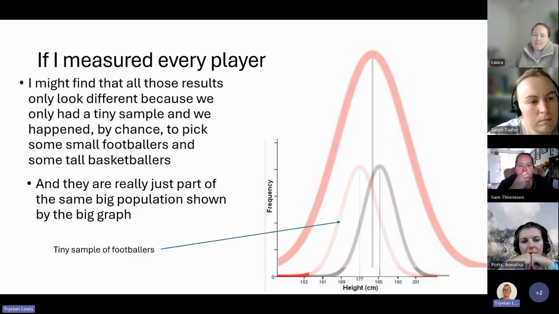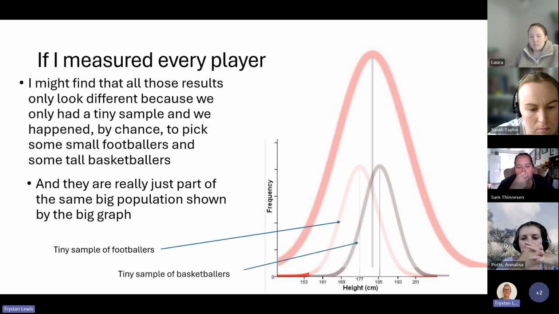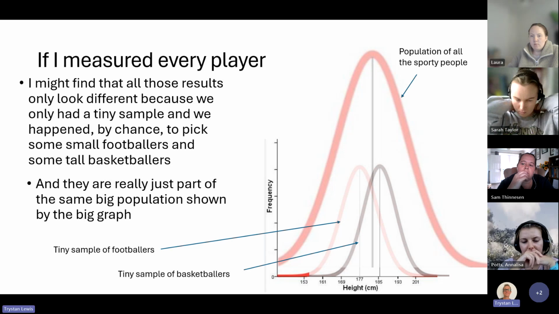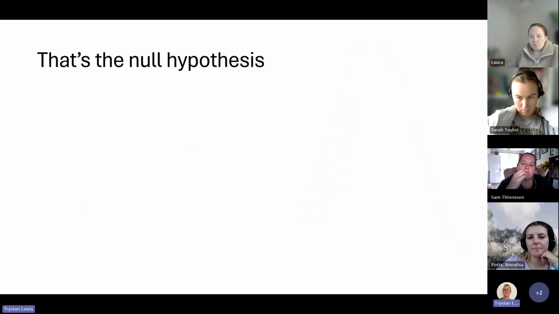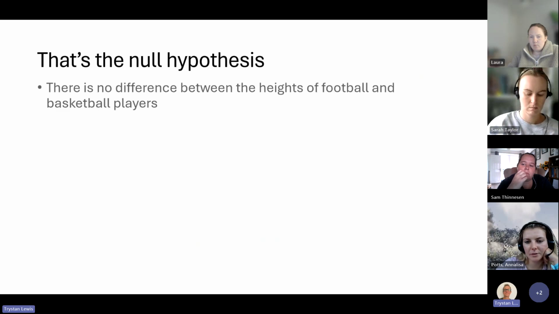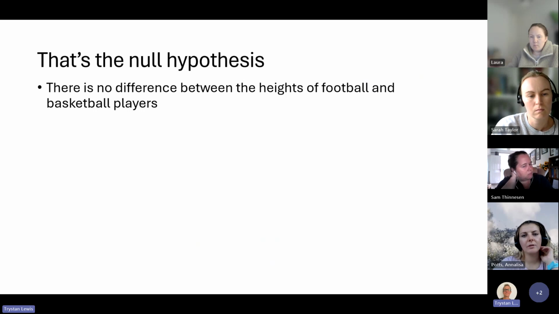Okay. So there was a tiny sample of footballers who seemed to be shorter, a tiny sample of basketball players who seemed to be a bit taller, but really, they're all just part of the same population. And it turns out they're not really different. It was just sampling. And that idea that they're really not different is called the null hypothesis. And in this case, the null hypothesis is there's no difference between the heights of football and basketball players. They're actually the same group of people.